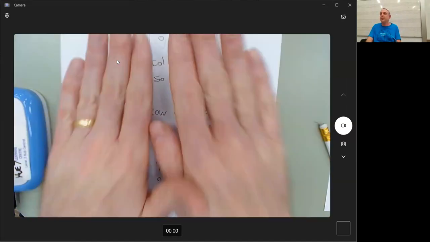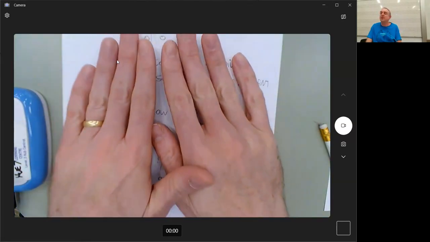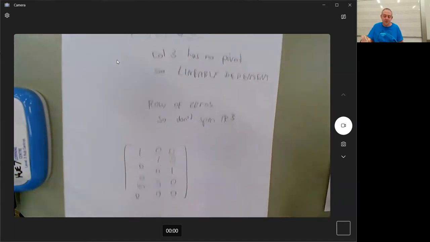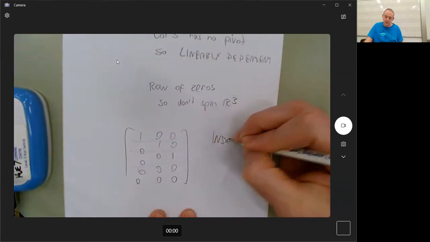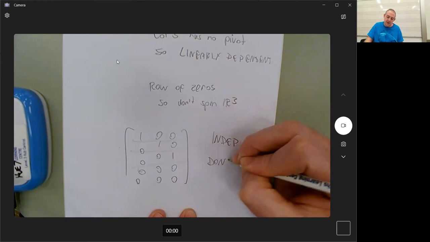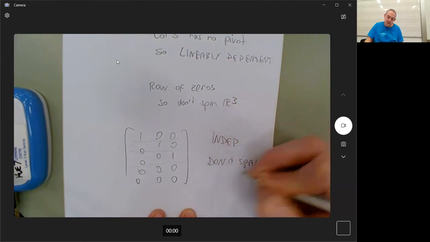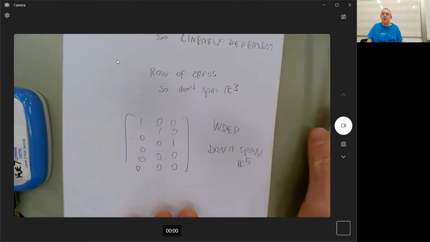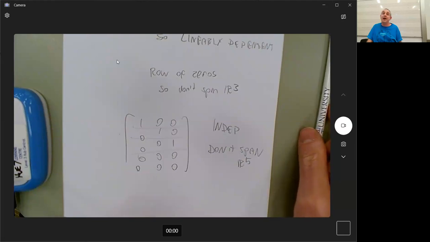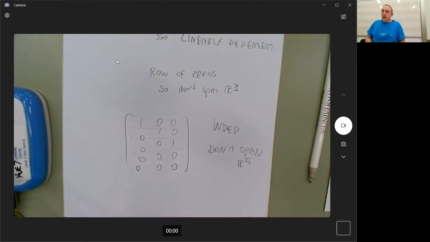But if you produce a row of zeros, it means they don't span R whatever. So these are independent, but they don't span R5. But they will span something. It just won't be R5. To span the whole thing, you're allowed to have more columns. You're just not allowed to have more rows.